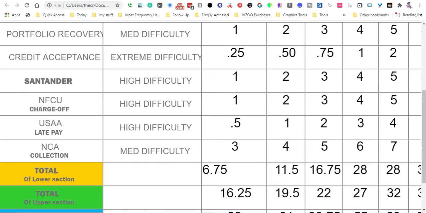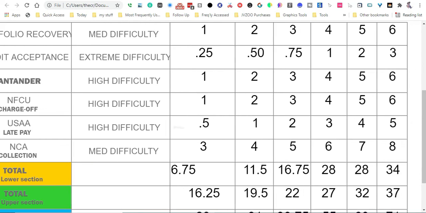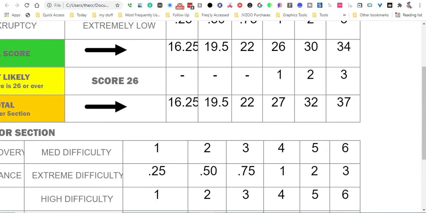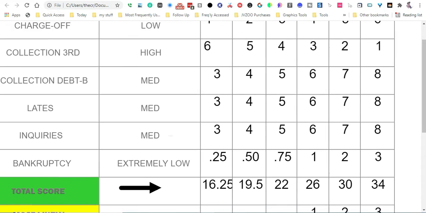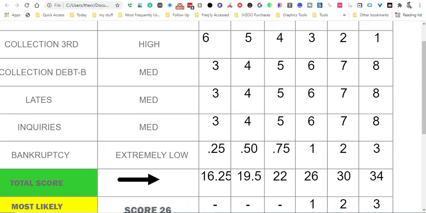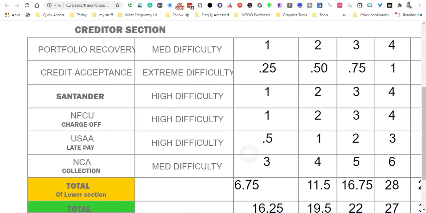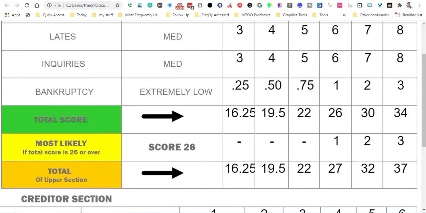Now, NCA is a collector, medium difficulty, so we are looking at the same type of probability as late payments. So we have 3, 4, 5, 6, 7, and 8. So about round 4, 5, or 6, okay? Now, I think I might have done something wrong here. Let's go look at portfolio recovery.